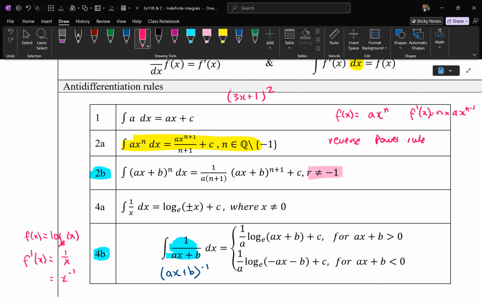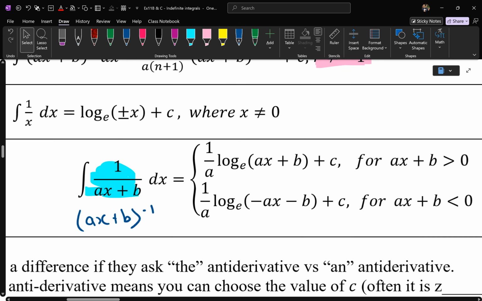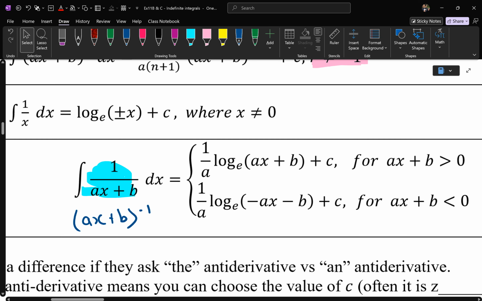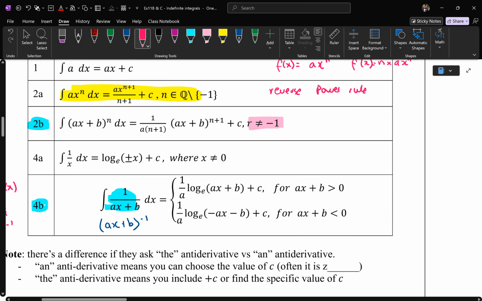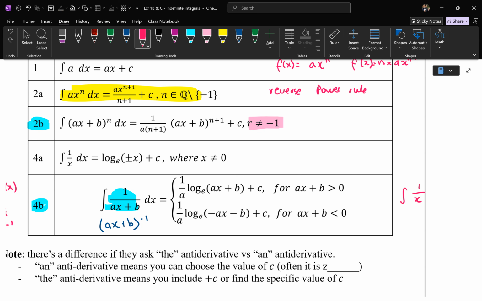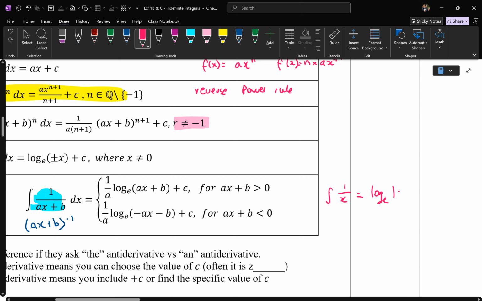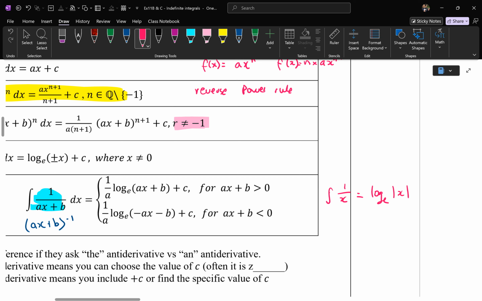Another thing in the exams, when they do chuck it in, they like this one, 4b, because there are two possibilities. When you antiderive them, there is what they call an absolute value. You guys don't learn modulus anymore, but it used to be that when you find the antiderivative of, say, 1 on x, it actually equals log e mod of x. And what that means is you could have log e of positive x or log e of negative x if you find the derivative of them.